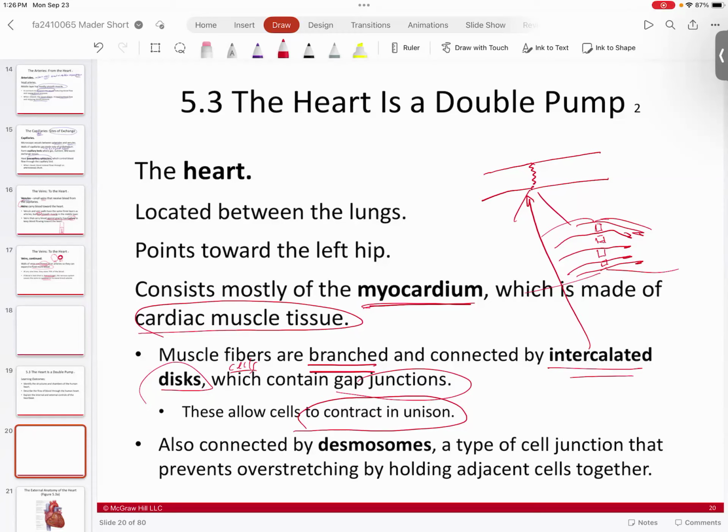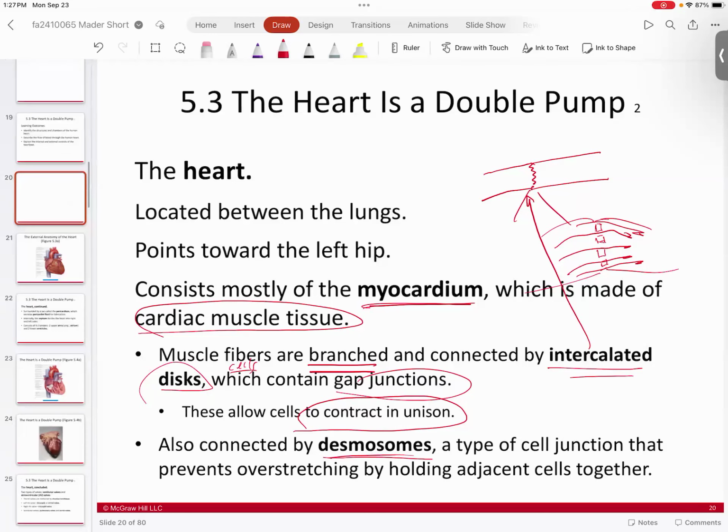Otherwise, they're connected by desmosomes, which are adhesion cell connections that kind of connect the cells together structurally. Okay, gap junctions aren't structural, they're communicative, and desmosomes are there for the structural connection component.